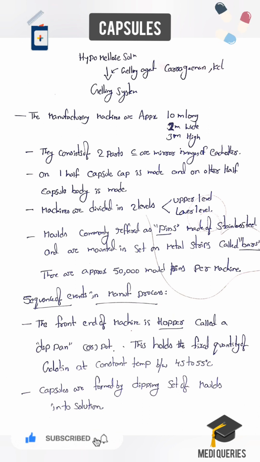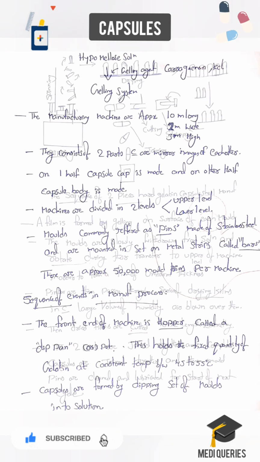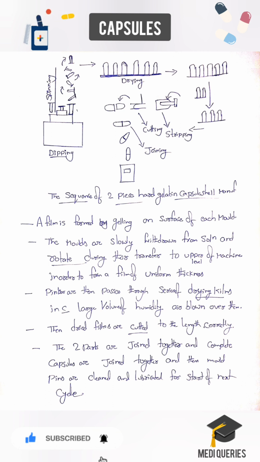The front end of the machine is a hopper called a dip pan or a pot. This holds the mixed quantity of gelatin at a constant temperature between 45 to 55 degrees centigrade. The capsules are formed mainly by dipping the set of the molded pins into the solution. So observe the diagram. So these are the sequential events in the preparation of a capsule.